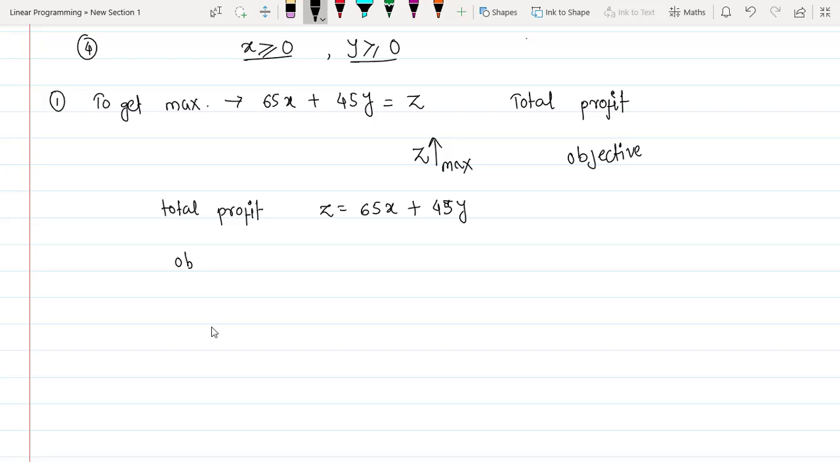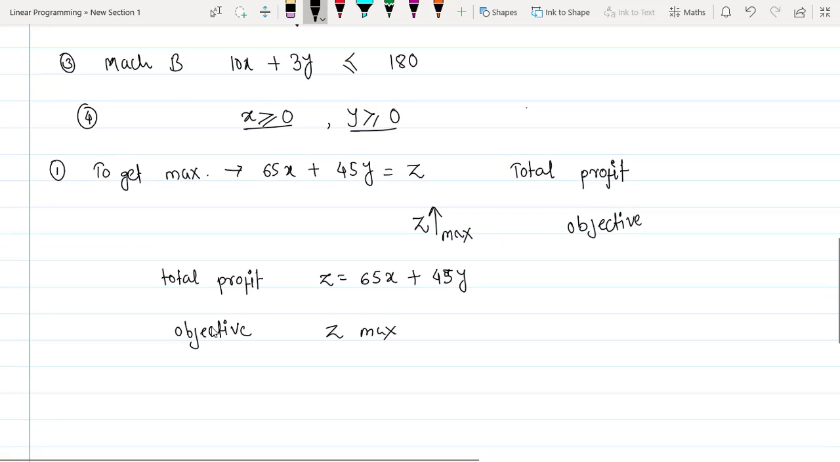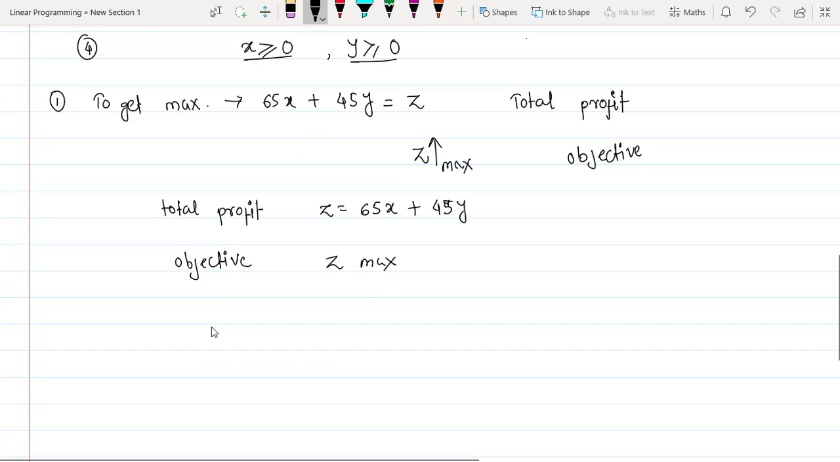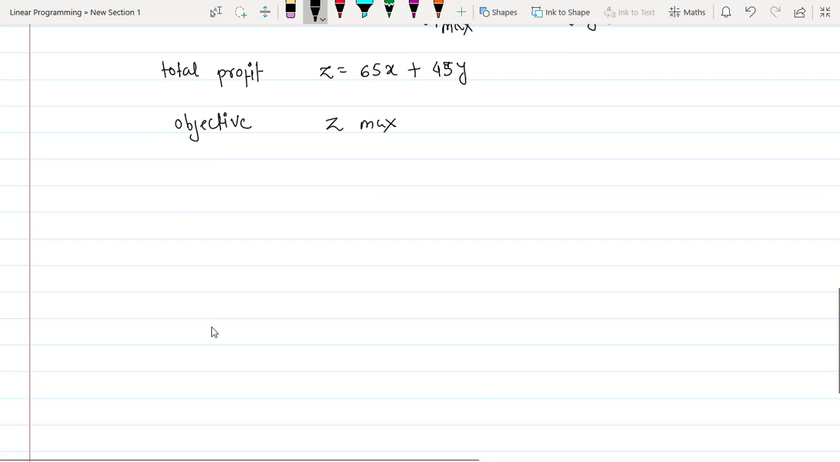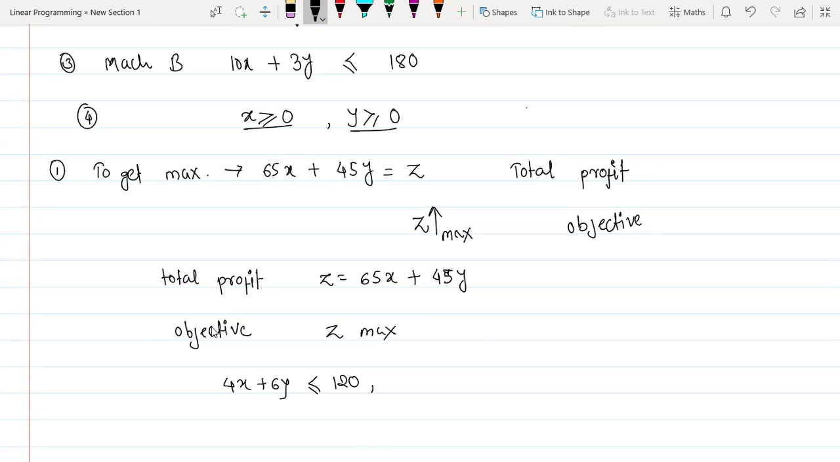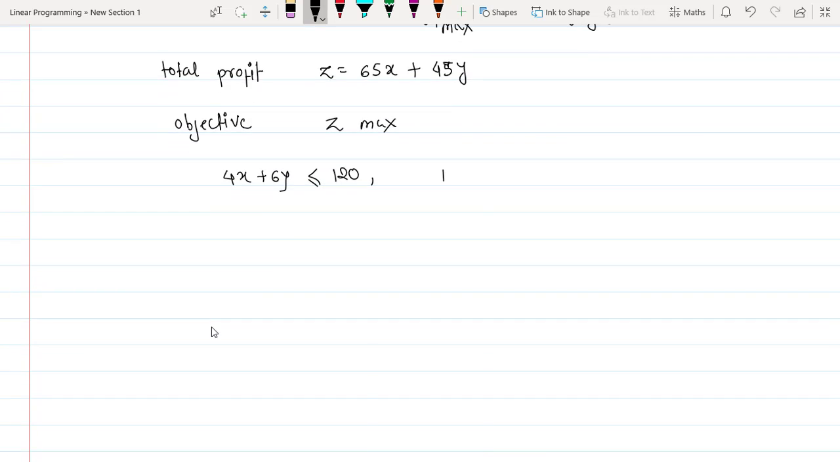Objective is what? Objective is to get z maximum, that is the maximum profit. What are the constraints or the resources you have? For machine A we have 4x plus 6y is less than or equals to 120, and next we have 10x plus 3y is less than or equals to 180.